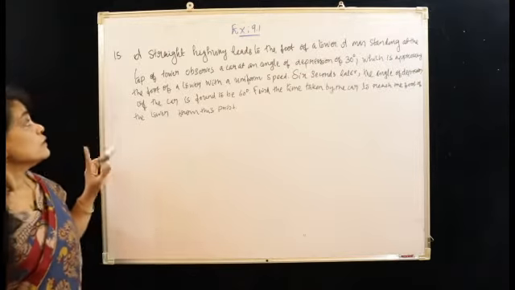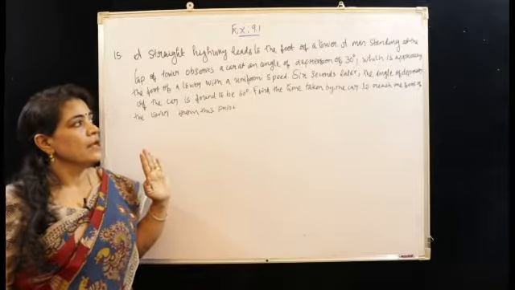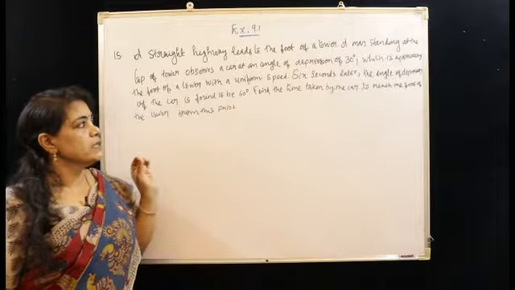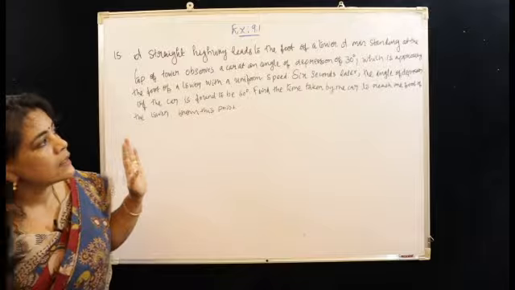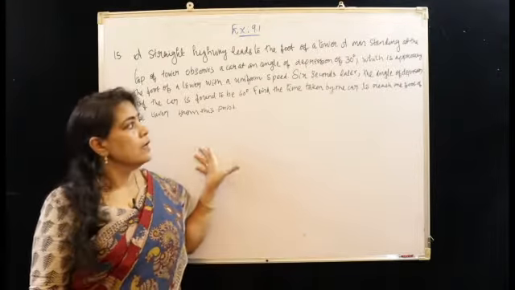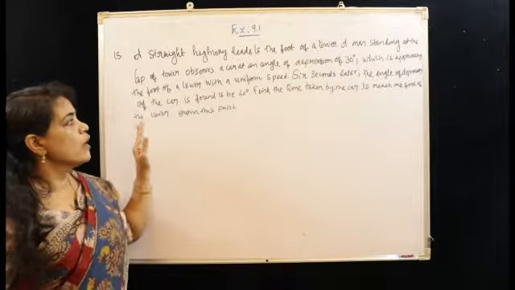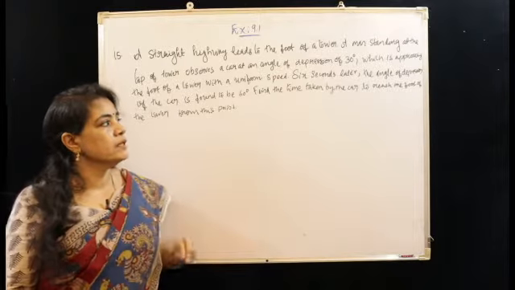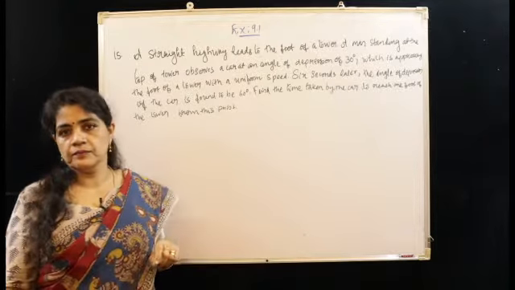Okay, so the question is: a straight highway leads to the foot of a tower. A man standing at the top of the tower observes a car at an angle of depression of 30 degree, which is approaching the foot of the tower at a uniform speed. 6 seconds later, the angle of depression of the car is found to be 60 degree. Find the time taken by the car to reach the foot of the tower from this point.